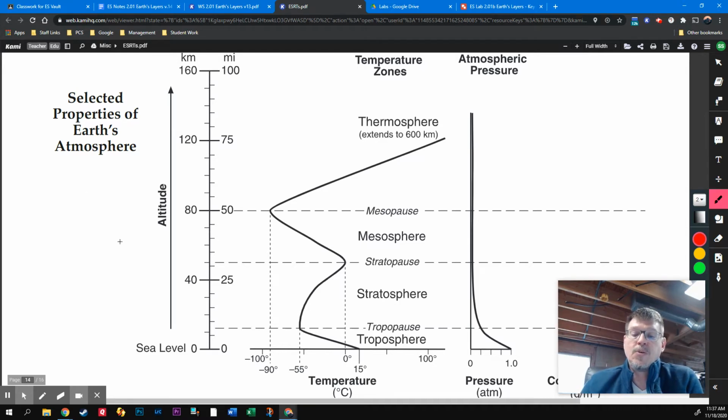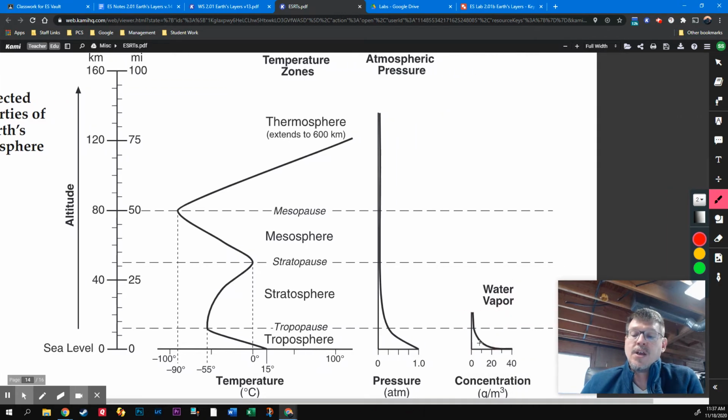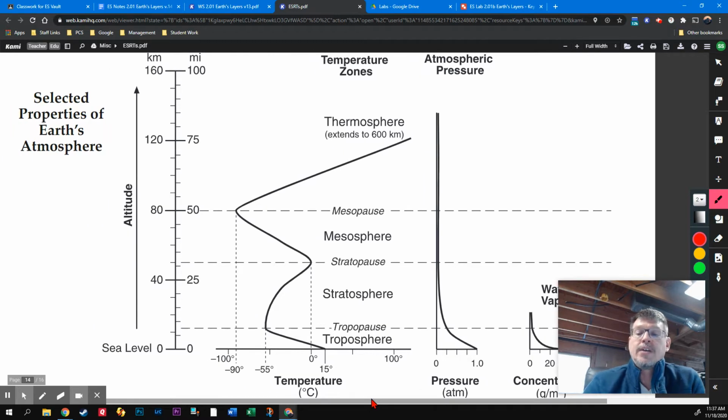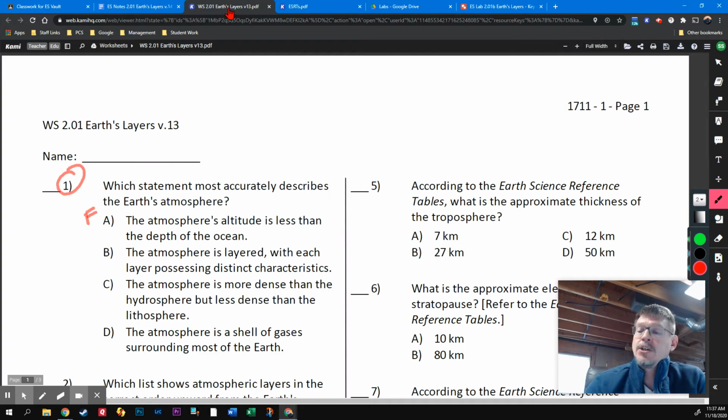For example, as you go up in the troposphere, it gets colder. It contains most of the water, and it has the higher pressure. In contrast, the thermosphere is way up at the top, and as you go up in the thermosphere, it gets warmer and warmer, and there is no water in the thermosphere. Each one of these 4 layers, the troposphere, the stratosphere, the mesosphere, and the thermosphere, is a different layer with its own properties. So going back to my question, that is going to be a true statement.